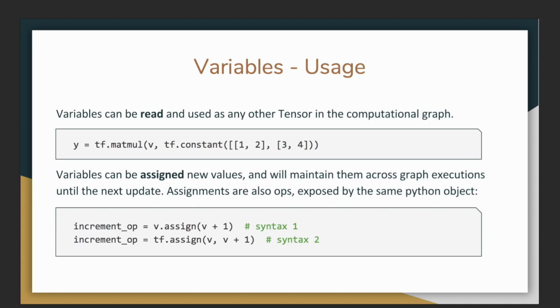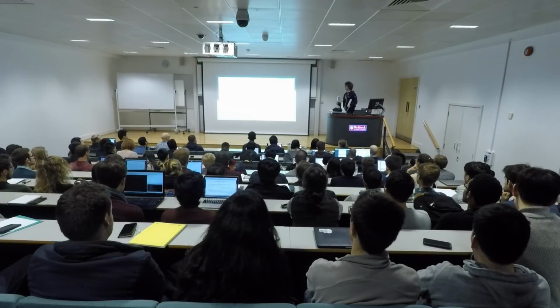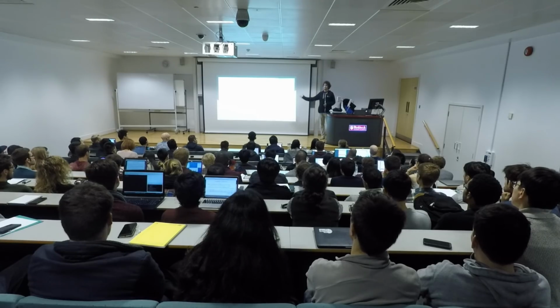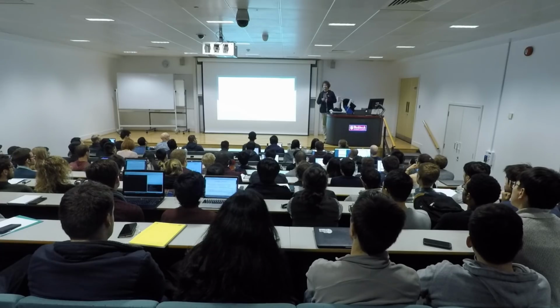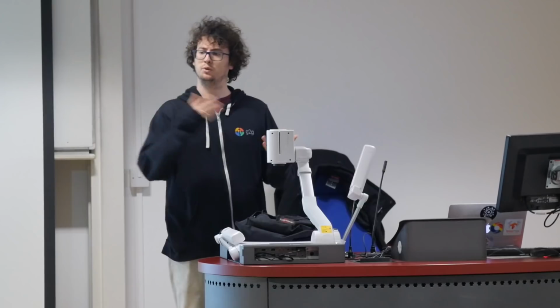However, you can also assign values to these variables, and then this value will be maintained until another update happens. And assignments are also ops, which are also exposed by the object itself. So you basically have 2 different syntaxes for doing assignment. In the first case, you call assign on the object, on the reference to the variable itself, and then you assign another tensor to it. Or in the second case, you can call the library assign op and just pass both the variable you want to assign and the tensor you want to place inside it.